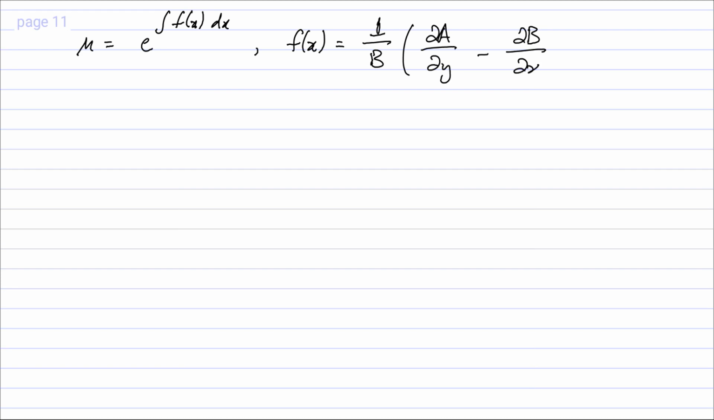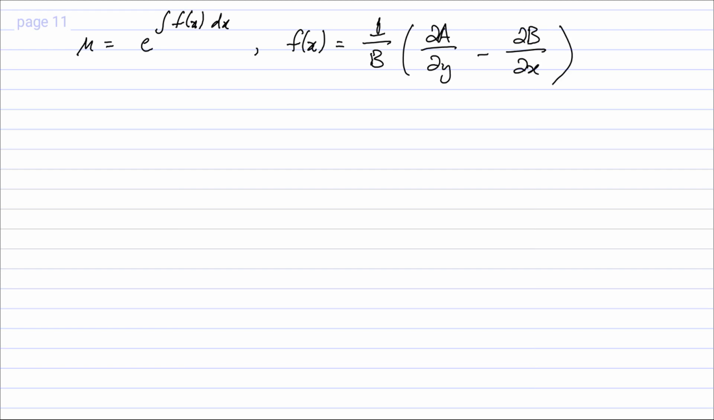So I then have, of course, that mu is simply equal to e raised to power integral of f of x dx, where my f of x I have defined as 1 over b times partial of a with respect to y minus partial of b with respect to x. Okay, that's what I have.